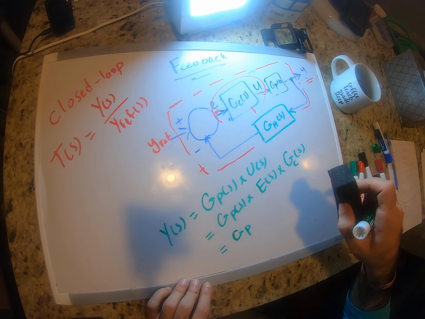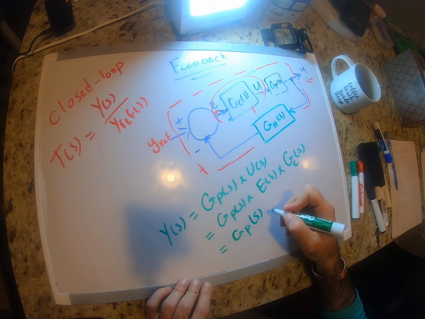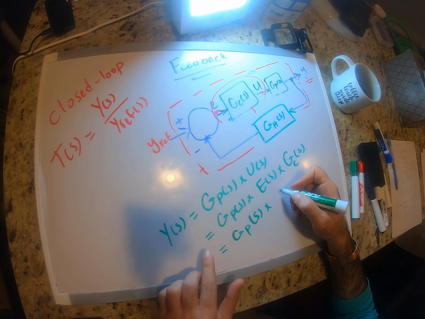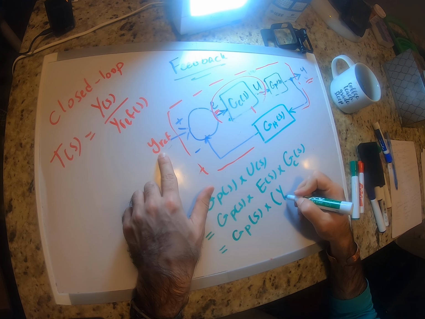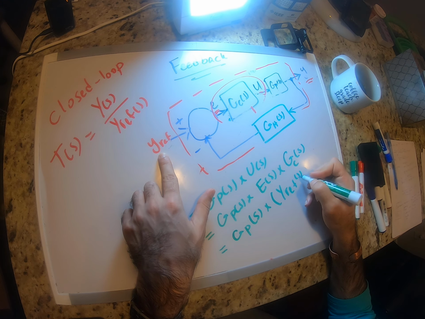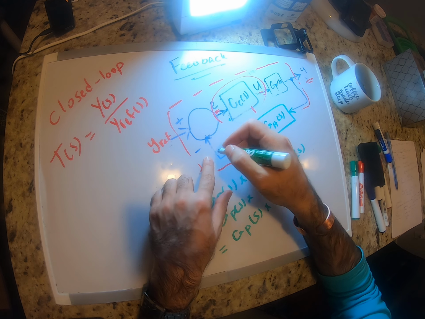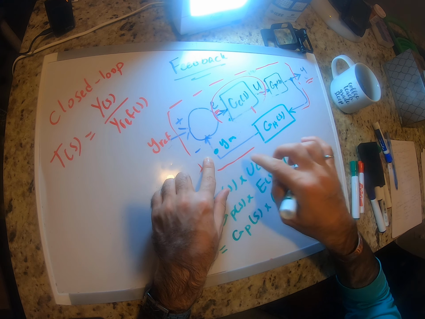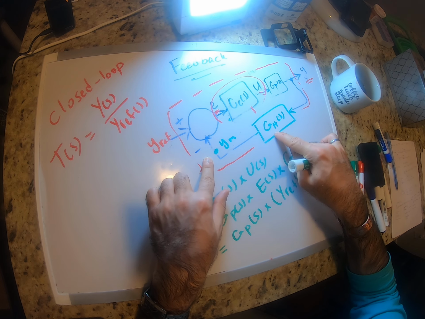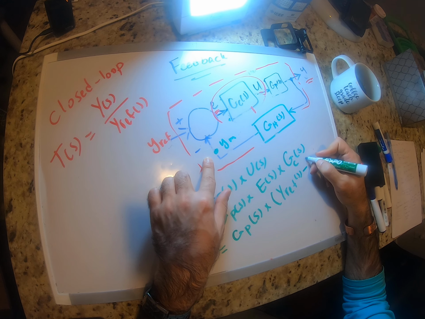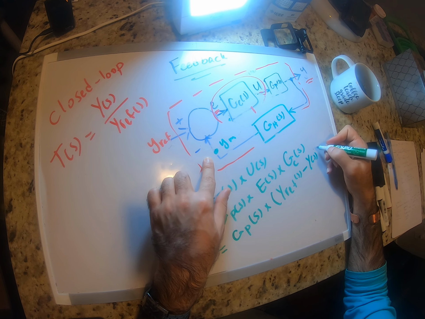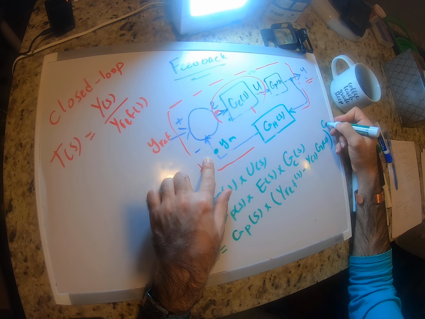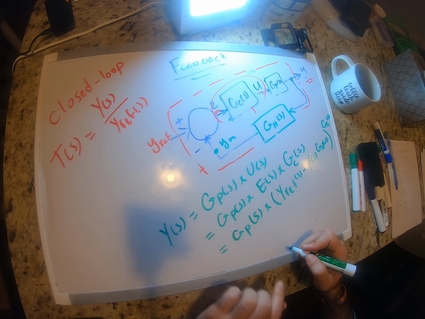Let me write all the s's. And E itself is Y_ref(s) minus this thing. Let's just call this y measured, and y measured is Y(s) times Gh, right? So minus Y(s) times Gh(s), and there's a Gc here.